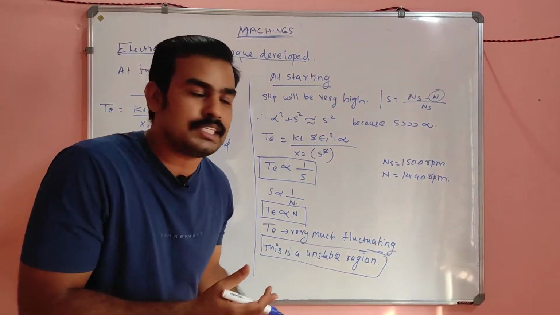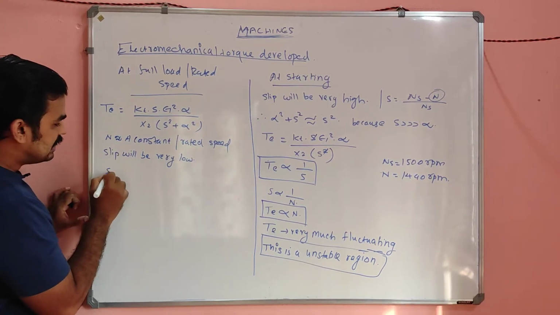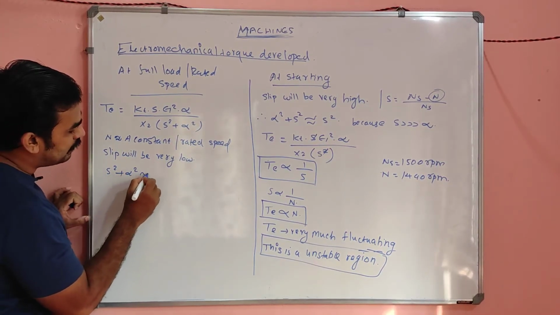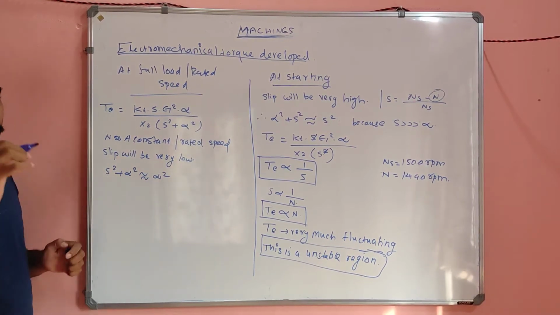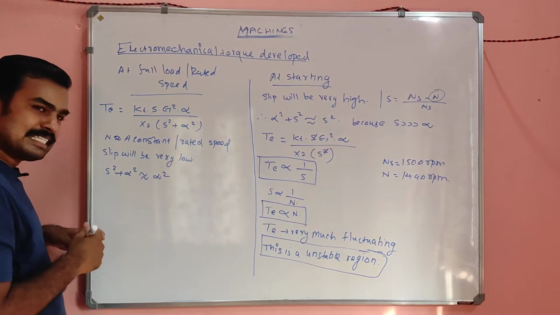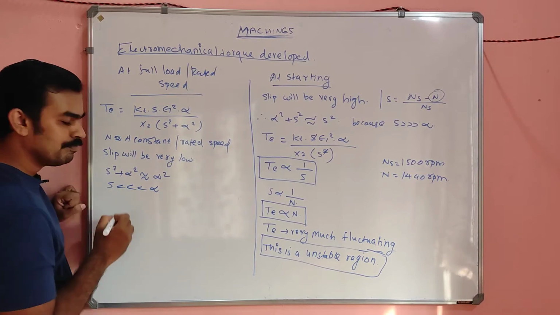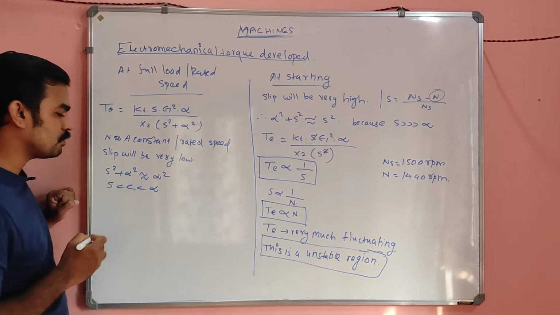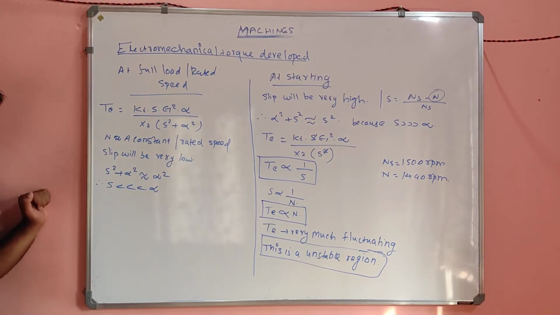No, it is at a full load condition. At a full load condition, the slip will be very low. So the denominator term S square plus alpha square is nearly equal to alpha square only, not S square, because S is very, very low compared to alpha. That is why this happens. S square plus alpha square is nearly equal to alpha square.